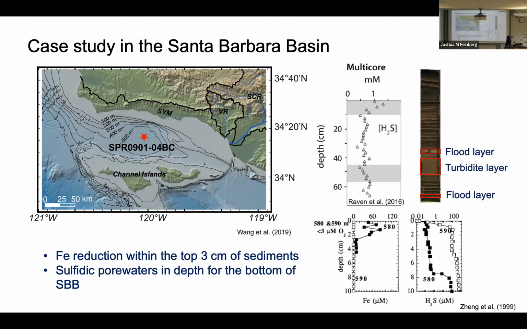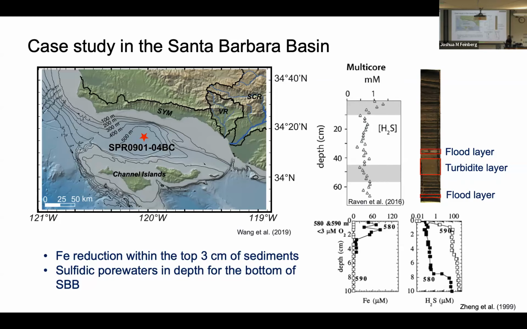So our core here is this. We have a core that has both normal deposition and also some instantaneous depositional events. You see those varves, very highly laminated. The good thing for Santa Barbara Basin is that those varves are annual, so you can count the varves and know when you are. You have 2 flood layers somewhere in the core.